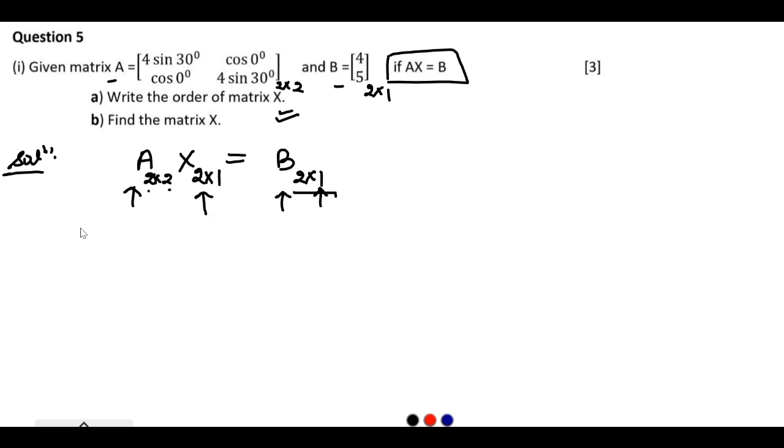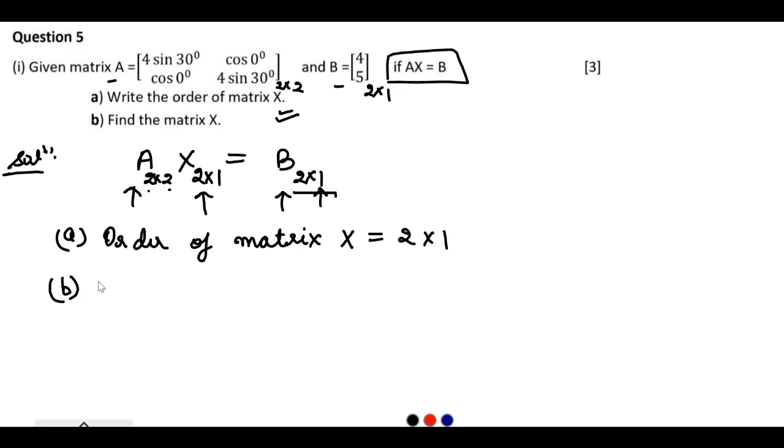Now we have to find the value of matrix X. Matrix X is a matrix of order 2 by 1. Let matrix X be [A, B], its elements are A and B. Now apply the condition AX is equal to B.